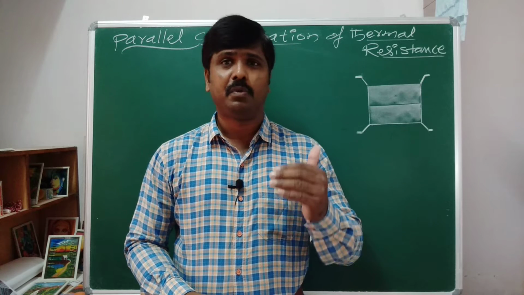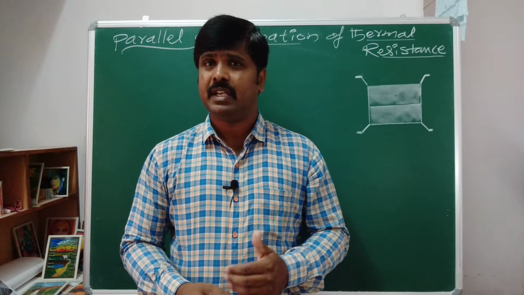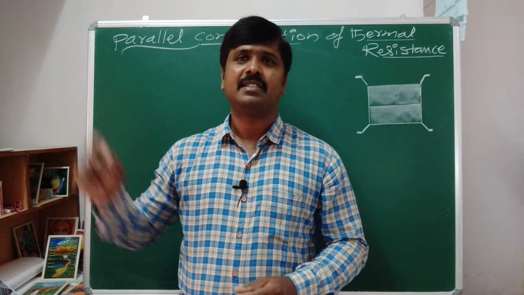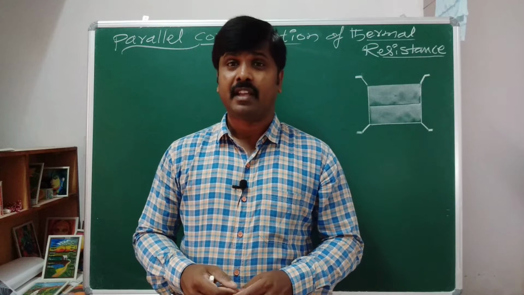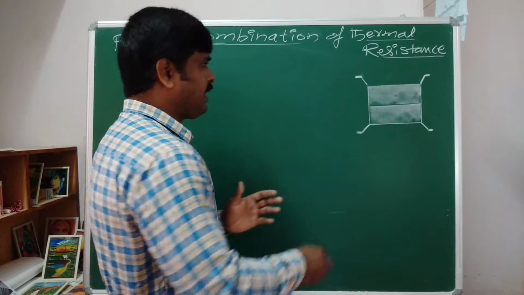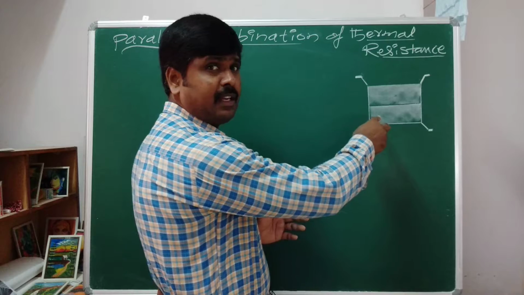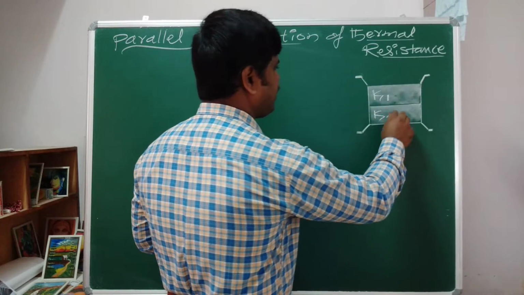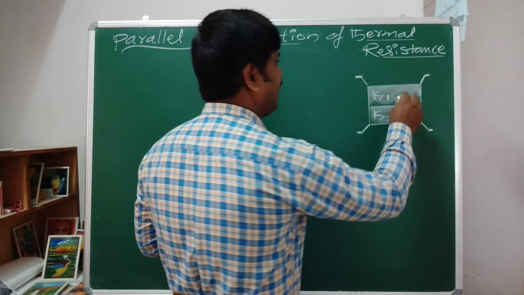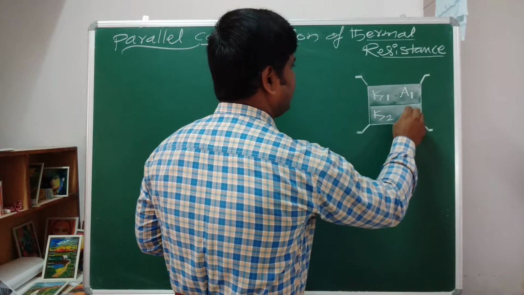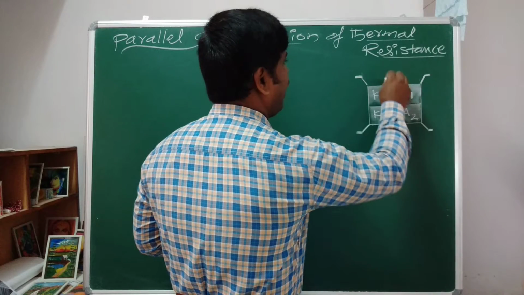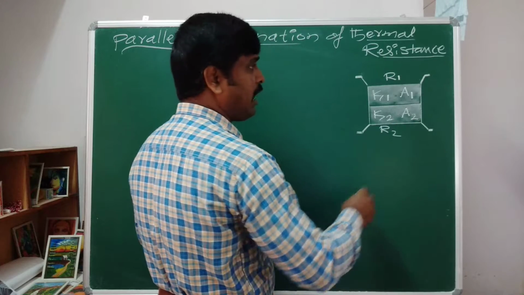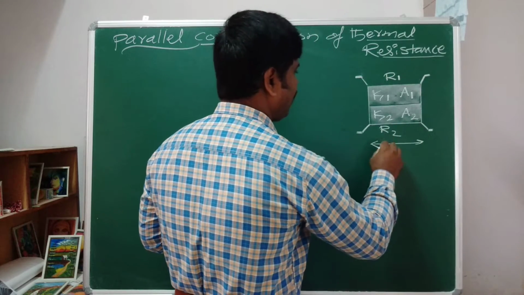Parts 1, 2, and 3 of thermal conduction are already completed; part 3 was the series combination and part 4 is the parallel combination of thermal resistors. Consider two substances: the first with coefficient of thermal conductivity K1, the second with K2, areas A1 and A2, thermal resistances R1 and R2, and the length remains the same.